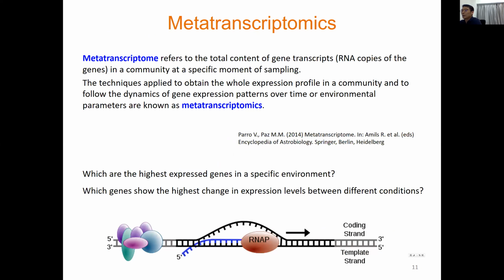First, we need to know what is the metatranscriptome. Metatranscriptome is the total content of the gene transcript in a community at a specific moment of sampling. The metatranscriptome is not a constant. It varies with time and the environmental condition.